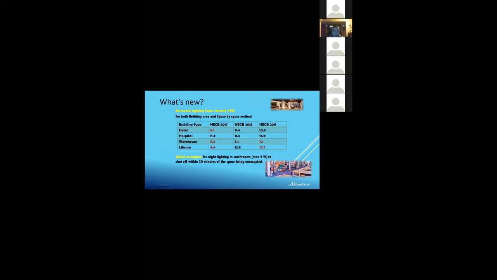Then there are some exceptions, like I said, for night lighting that has to be shut off within 20 minutes. As well, depending on the zone you're in, that's written in the NECB again. I remind you that it's likely going to be addressed by the professional.